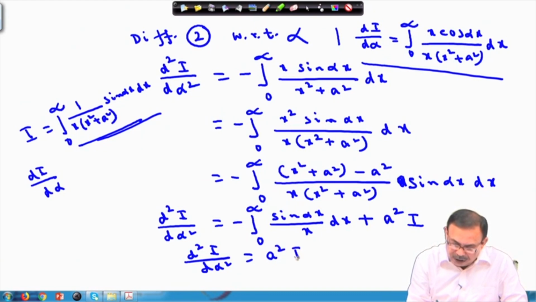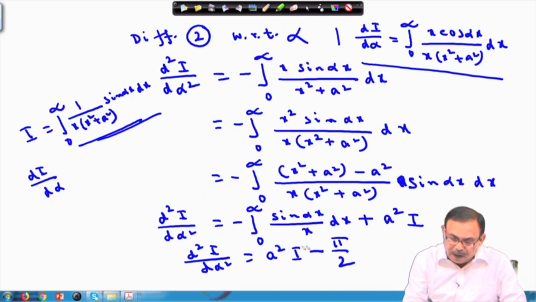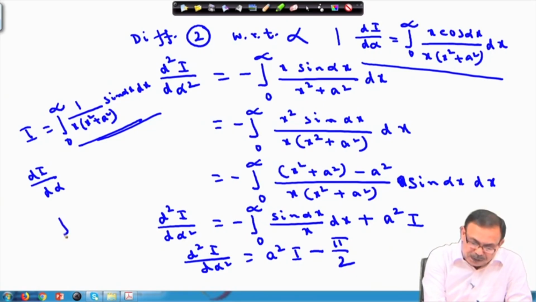So, I am getting a square into I, and what is the value of this 0 to infinity sin alpha x by x dx? This is nothing but pi by 2. So, this again is known to me, 0 to infinity sin alpha x by x dx, this is pi by 2. So, this value please note that 0 to infinity sin alpha x by x dx, this is pi by 2, which already we have done.